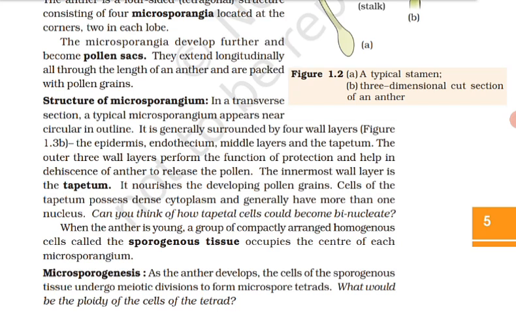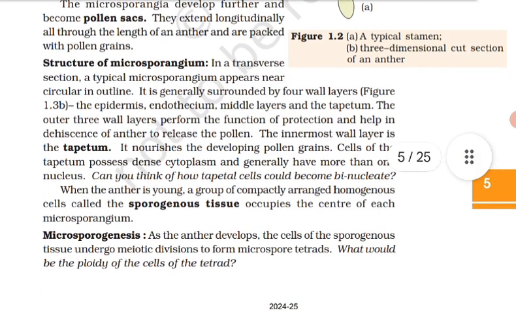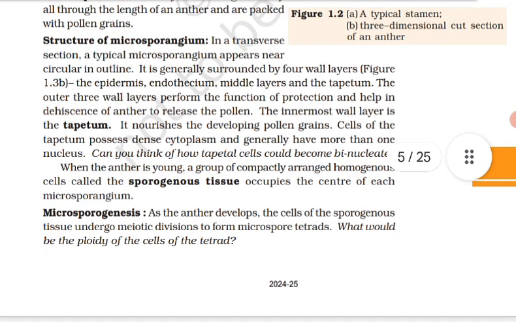The microsporangia develop further and become pollen sacs. They extend longitudinally all through the length of an anther and are packed with pollen grains.